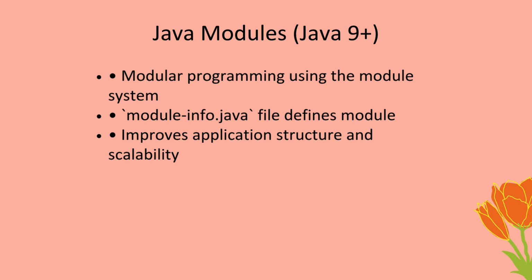The primary goal of modularity is to improve application structure and scalability by making dependencies explicit and enforcing strong encapsulation. This means that components only expose what they intend to, preventing accidental misuse of internal APIs. Modularization also helps reduce the size of Java runtimes by allowing applications to include only the necessary modules, leading to smaller deployment footprints and faster startup times. For large and complex applications, Java modules are instrumental in managing complexity, improving maintainability, and fostering better long-term scalability.